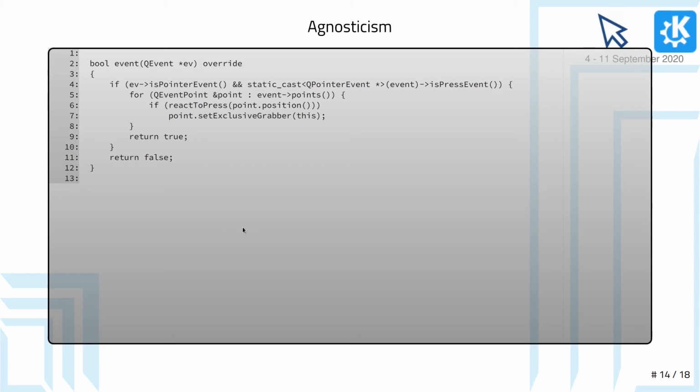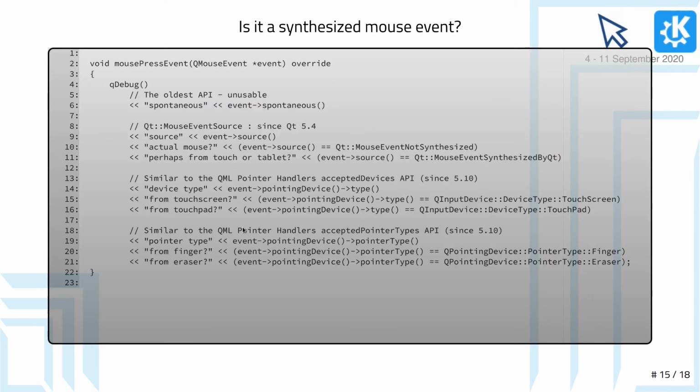So this is how to write really simple event handler code that will work with touch and tablet and mouse all the same. Another snippet about how to check whether it's a synthesized mouse event or not. Well, there are multiple ways to do it. The oldest way was to just check whether the event is spontaneous or not, because if it was non-spontaneous, that's supposed to mean that it's synthesized. But that ended up being kind of vague. And so we came up with QMouseEvent source in Qt 5.4. So for a QMouseEvent, you can ask for the source, and then you can check whether the mouse event is synthesized or not. And if it was synthesized, was it by Qt or by the OS or by the application? But then if it was synthesized, you don't know if it's from a touchscreen or from a Wacom tablet or what.